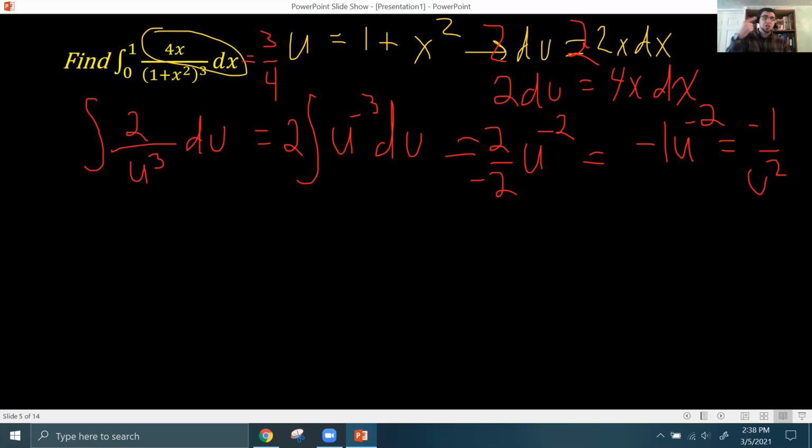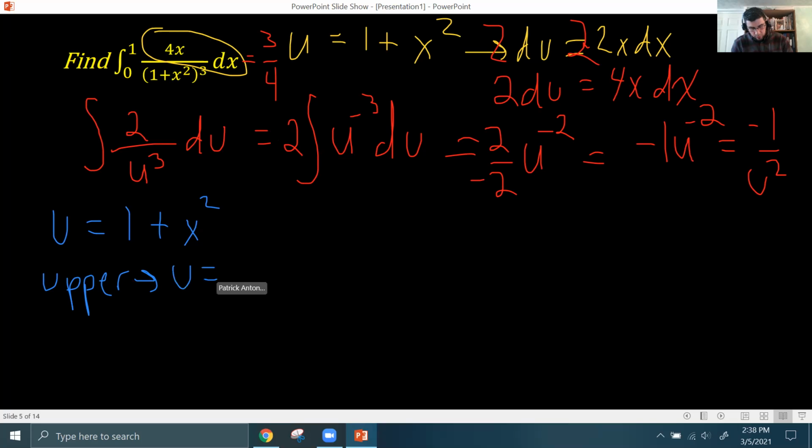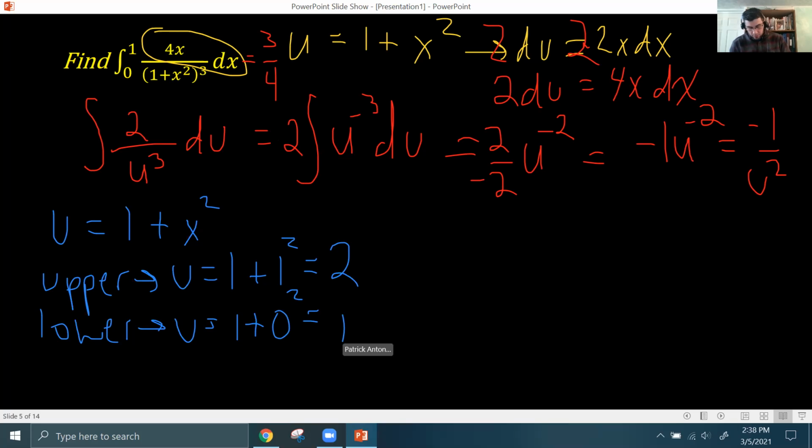What you do is you change the limits to be in terms of u. Remember, u is 1 plus x squared. So if I take the upper limit and plug it into there, I would have u equals 1 plus 1 squared, which is 2. In the lower limit, which would be u equals 1 plus 0 squared, which is 1. So now I can take my negative 1 over u squared and evaluate it from 1 to 2.